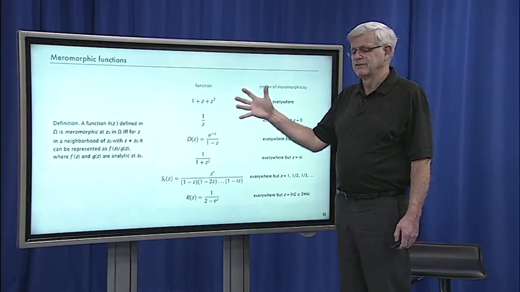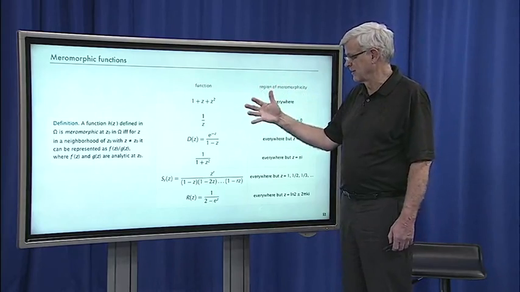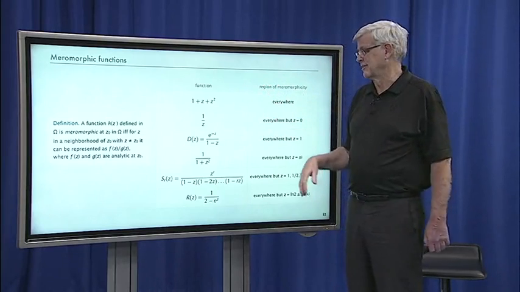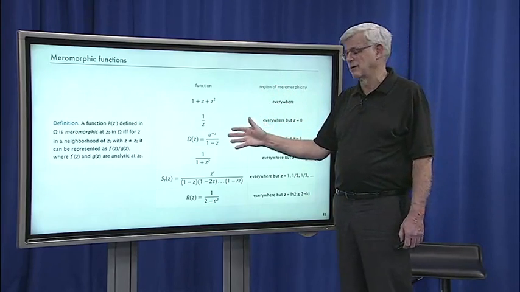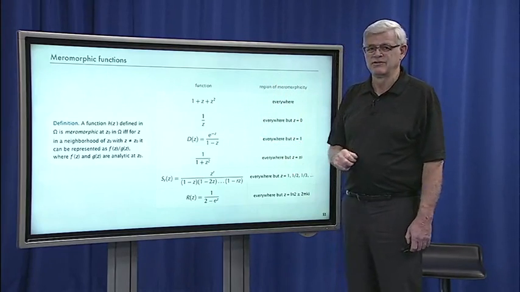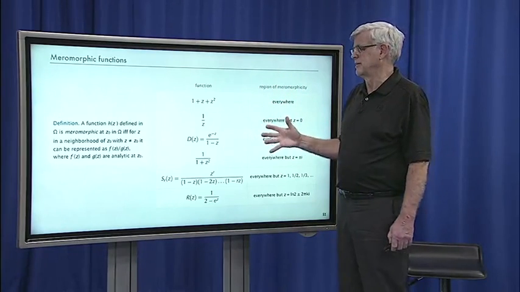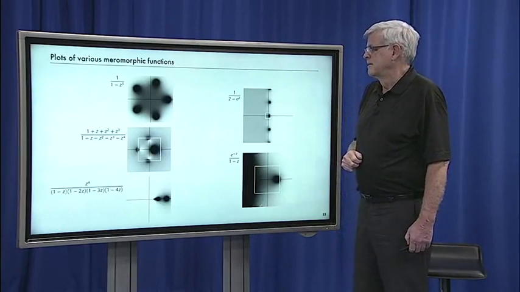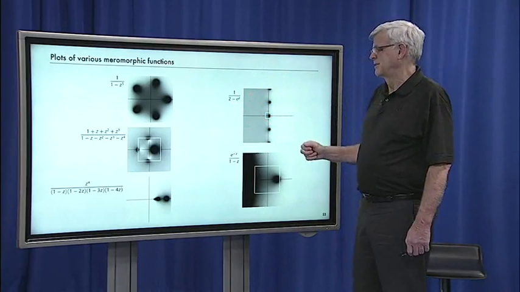So in practice, it's fairly easy to determine that the function's meromorphic. It's a ratio of two analytic functions, and it's fairly easy to find the poles. It's the places where the denominator is 0. That's really the key concepts that we need to know. And this is what these things look like when we plot them.